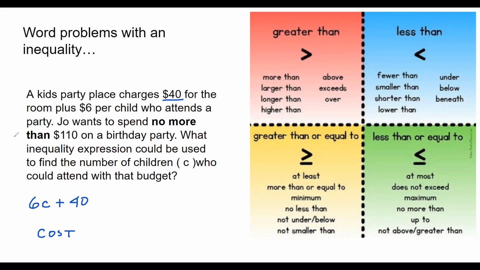Now, Joe wants to spend no more than $110. Notice that no more than is right here. No more than connects with the less than or equal to. So Joe's okay spending $110, but she's also okay spending less than $110. So it makes perfect sense: less than or equal to $110. And that's how we build an inequality statement out of a word problem. All right, let's clear that off.